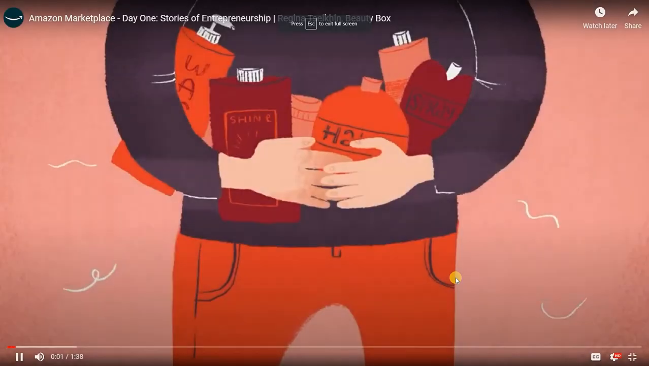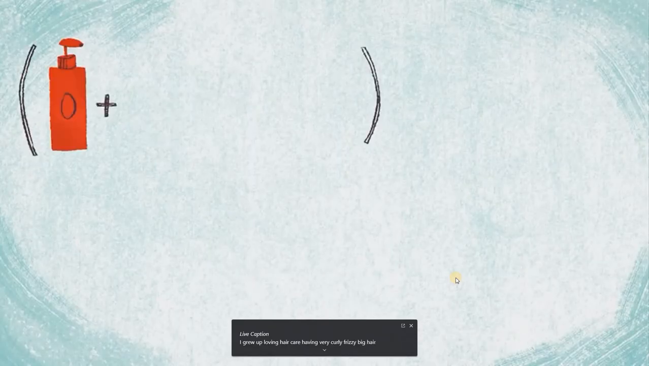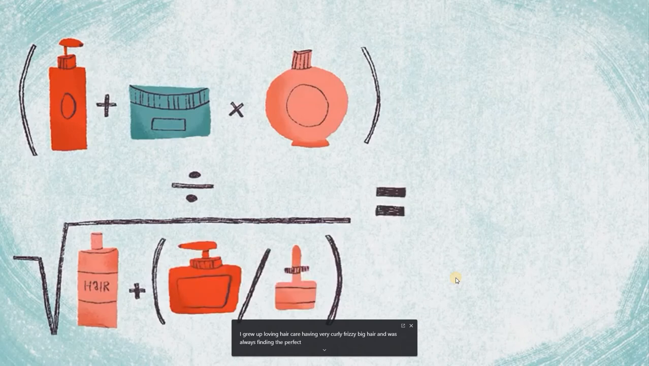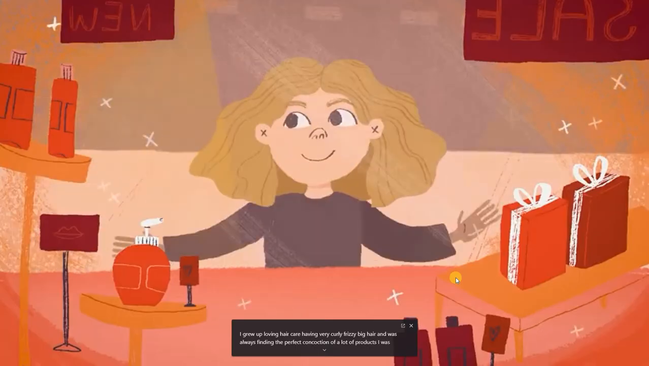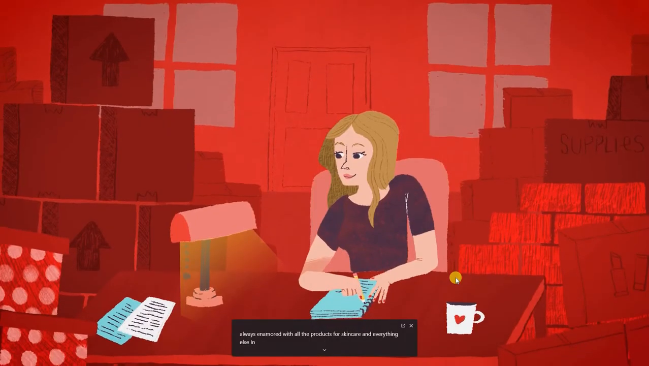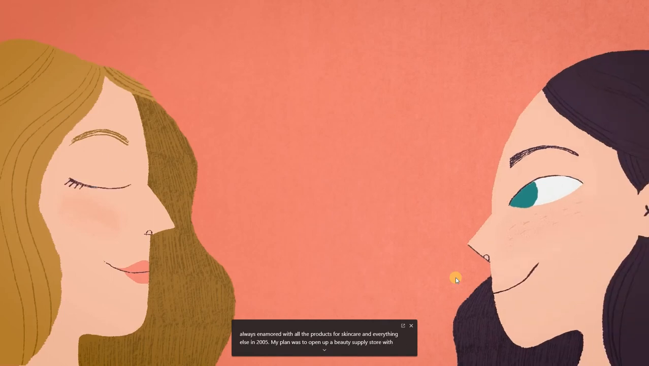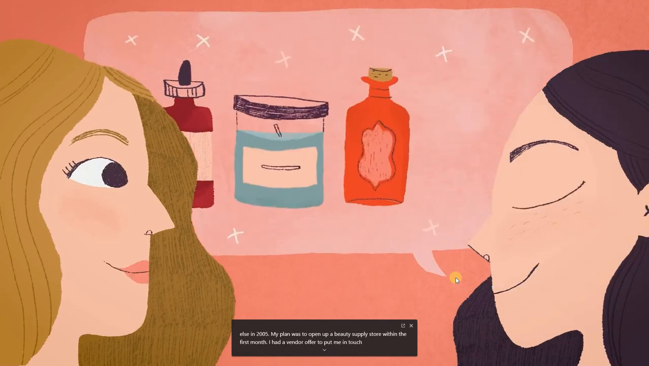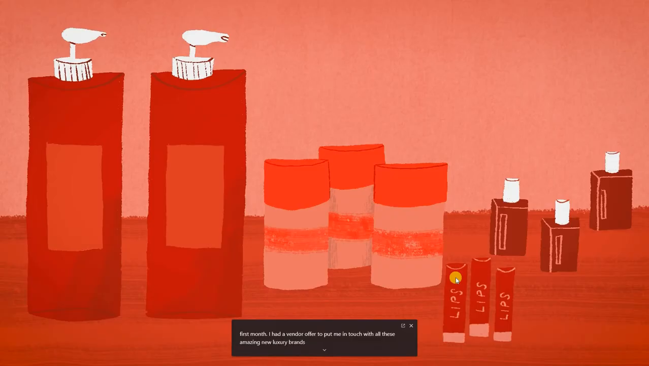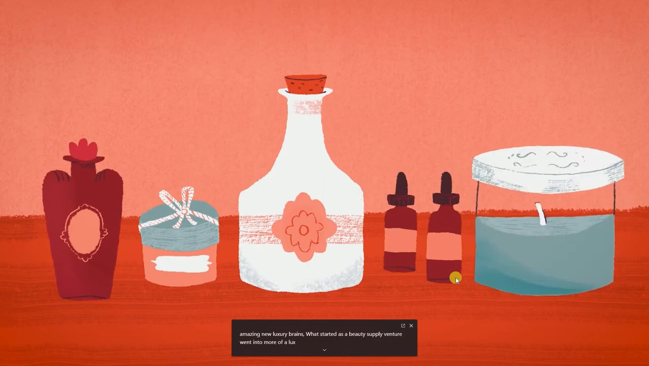I grew up loving hair care, having very curly, frizzy, big hair, and was always finding the perfect concoction of a lot of products. I was always enamored with all the products for skincare and everything else. In 2005, my plan was to open up a beauty supply store. Within the first month, I had a vendor offer to put me in touch with all these amazing new luxury brands. What started as a beauty supply venture went into more of a luxury apothecary store.